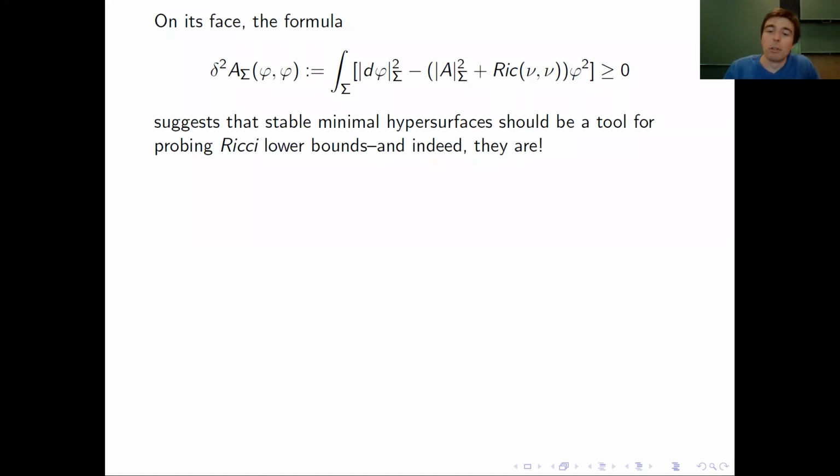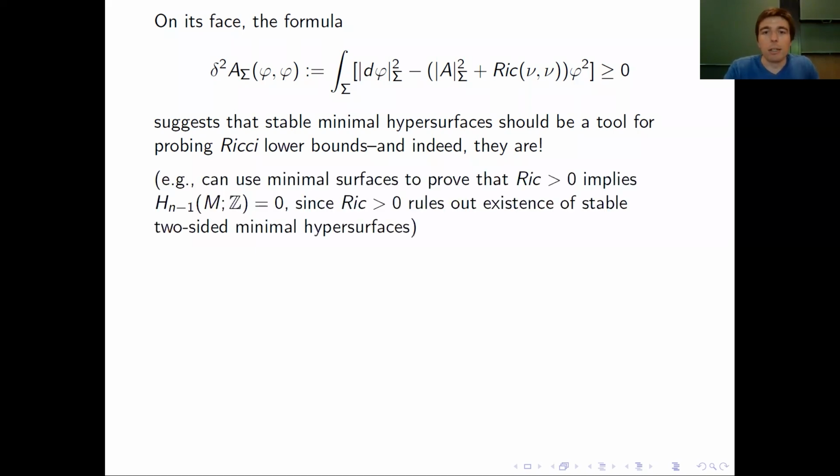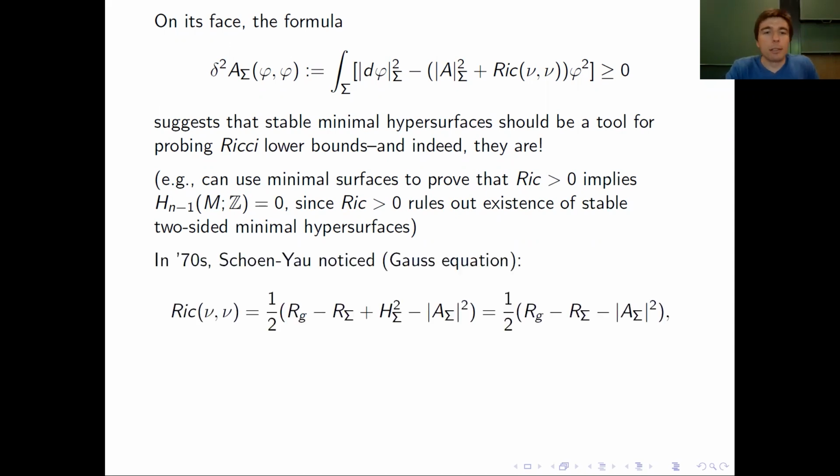And of course they do. So I mean, an elementary example is that you can use minimal hypersurfaces, stable ones, to prove that if you have positive Ricci, then the codimension 1 integer homology has to vanish. Because if you just look at this formula, well, if you have positive Ricci and you take phi to be a constant function, then clearly you're going to get a contradiction here. So you don't have any stable minimal hypersurfaces in positive Ricci. And of course, there are more sophisticated applications of this to three manifolds of positive Ricci curvature, for instance, by Schoen and Yau.